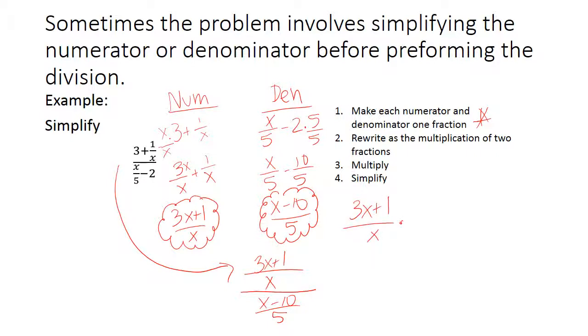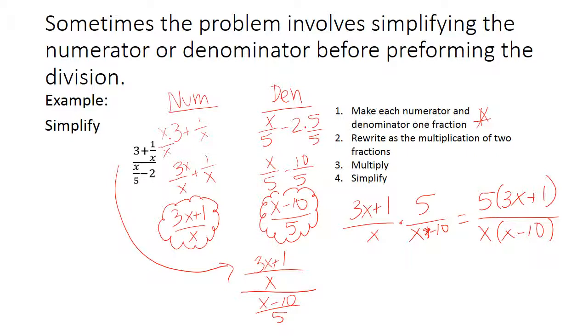So I'm going to rewrite this as a multiplication problem. 3x plus 1 over x times 5 over x minus 10. And now I just multiply. So I have 5 times 3x plus 1 over x times x minus 10.